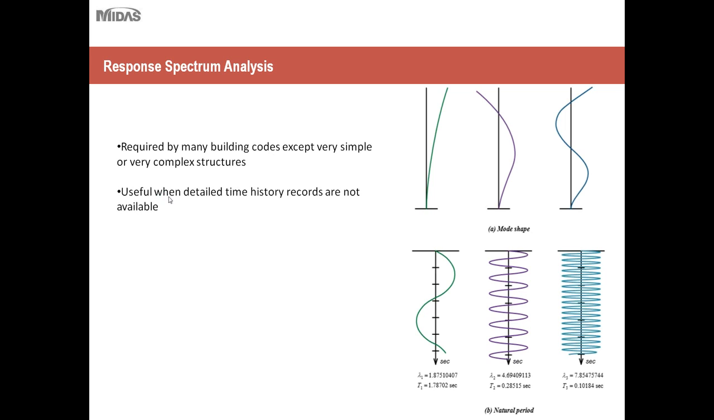It's useful when detailed time history records are not available. I'll talk more about what time history records are in the next section. But just keep in mind that response spectrum analysis is used for middle of the road projects where you don't need a very high level of detail in your analysis. And it utilizes multiple modes of response for a structure.